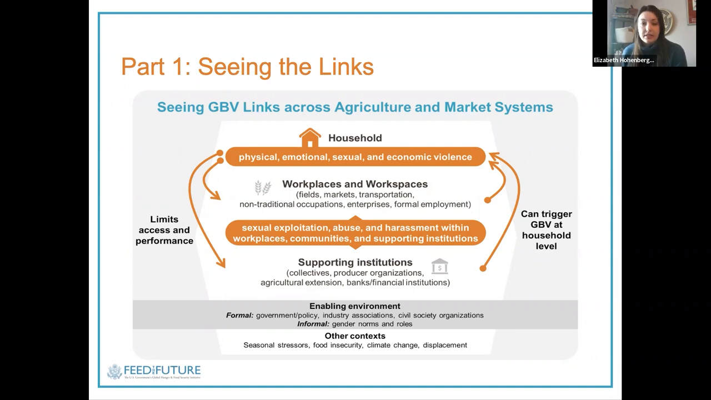Levels are often interlinked. Women's increased access to benefits and resources from participating in agricultural workspaces and supporting institutions can challenge power relations and intimate partnerships, affecting the household level, and could possibly trigger gender-based violence and harassment from the broader community.